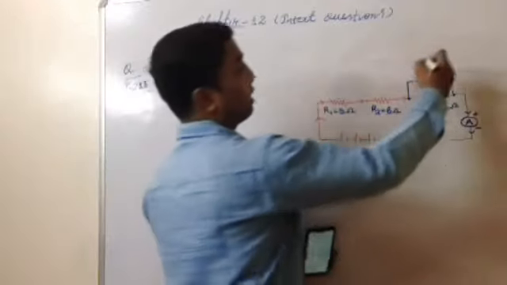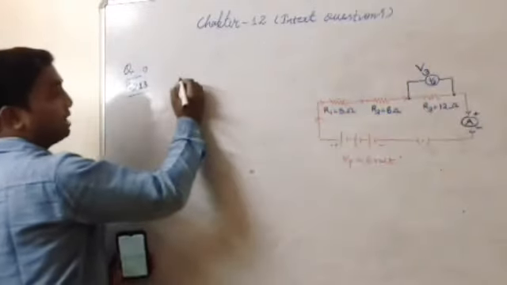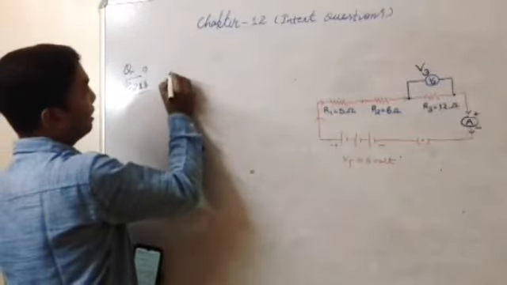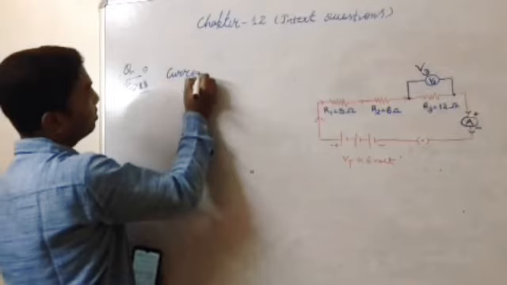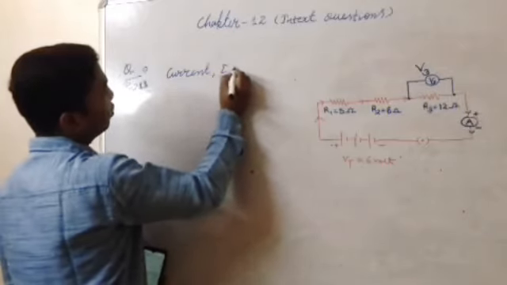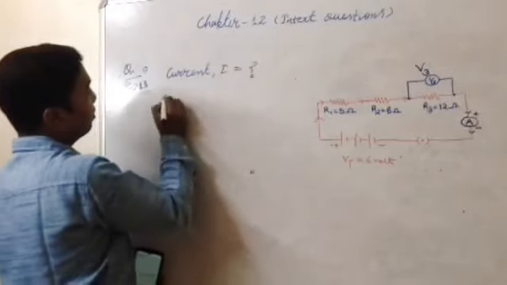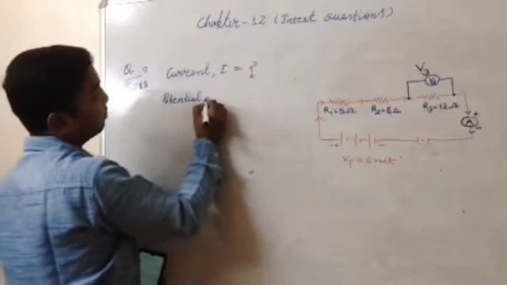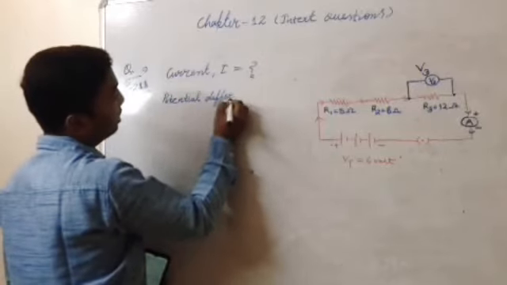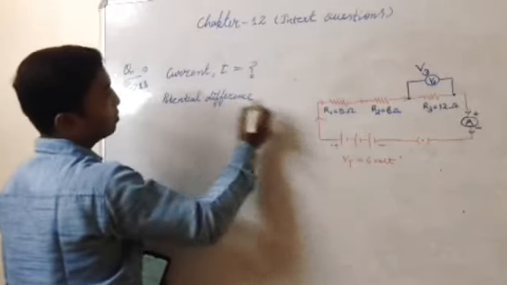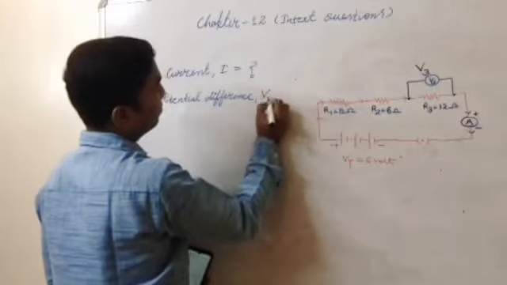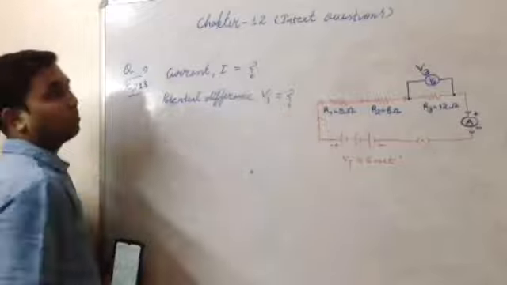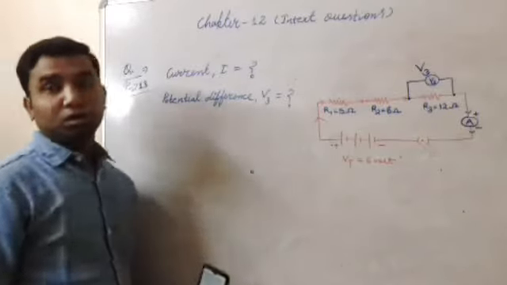So now two things we have to calculate. Here I am writing, everything is given. We have to calculate what? Current I we have to calculate, and potential difference. Potential difference across what? V3 we have to calculate. V3 means across the third resistor. So these two things we have to calculate.